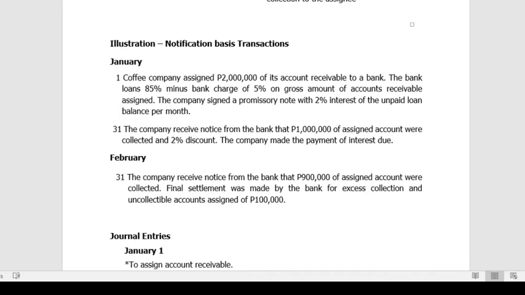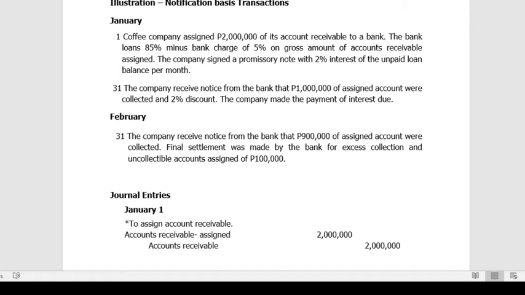So let us illustrate. Under the notification basis, for example, the transactions for January and February. So pakibasa mo ito. January 1, the coffee company assigned 2 million of its AR to a bank. The bank loans 85% minus bank charge of 5% on gross amount of AR assigned. The company signed a promissory note with 2% interest of the unpaid loan balance per month. So how do we recognize this?